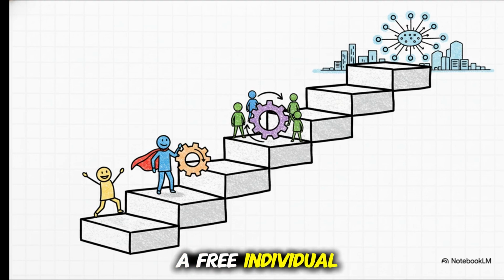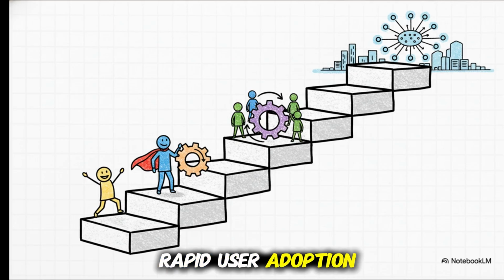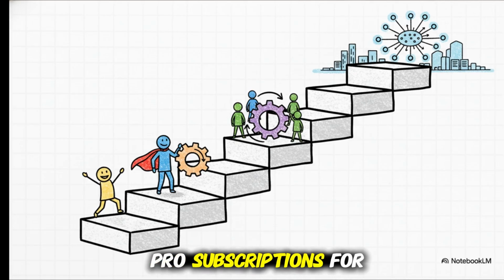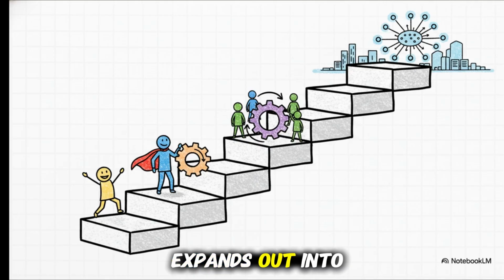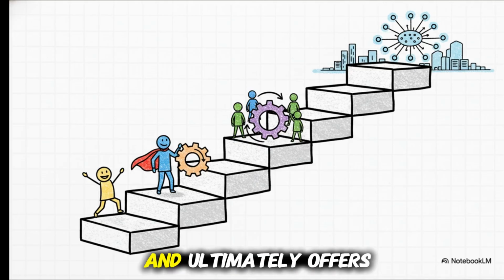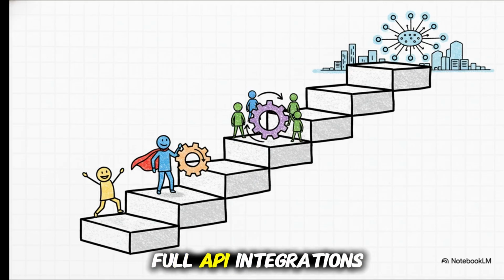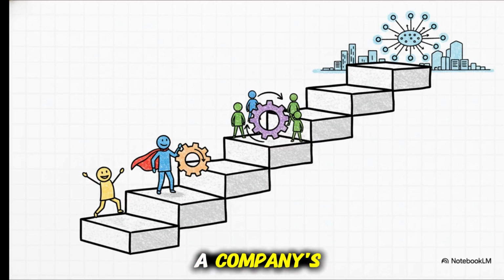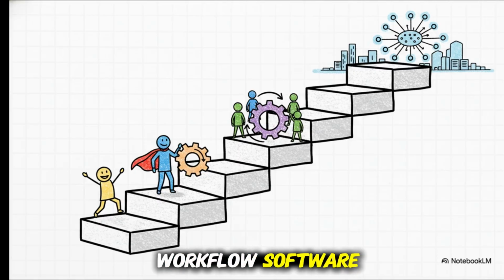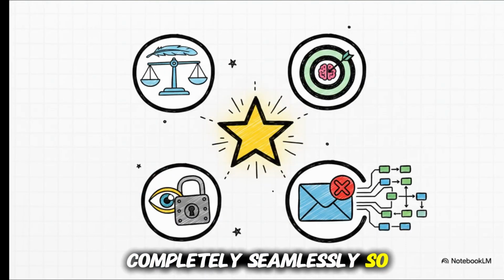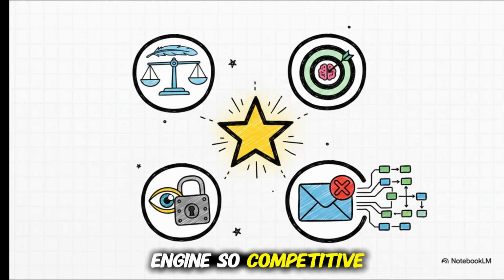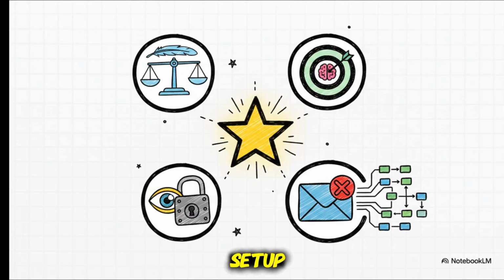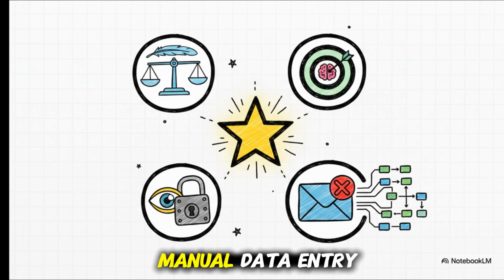It starts with a free individual tier to drive rapid user adoption. From there, it scales up to pro subscriptions for power users, expands out into team and enterprise workflows, and ultimately offers full API integrations. That means this engine can feed its structured data directly into a company's existing CRM and workflow software completely seamlessly. So what makes this engine so competitive? Well, it boasts a remarkably lightweight setup, highly accurate AI extraction, and a totally trustworthy read-only security model that entirely eliminates the need for manual data entry.